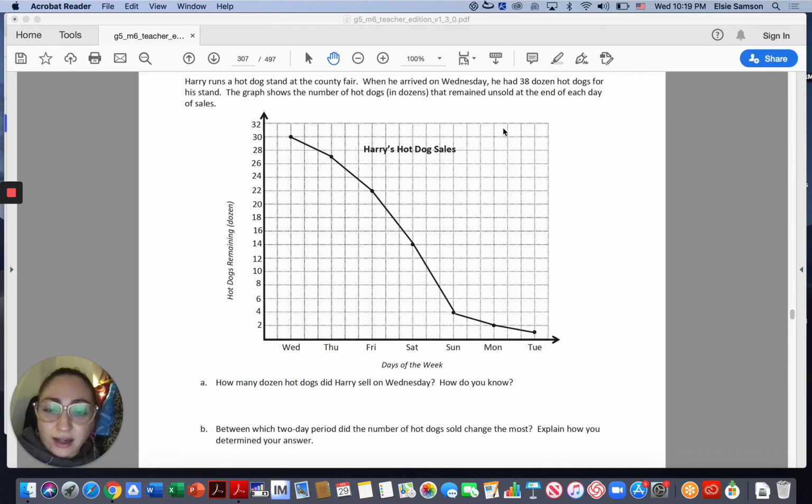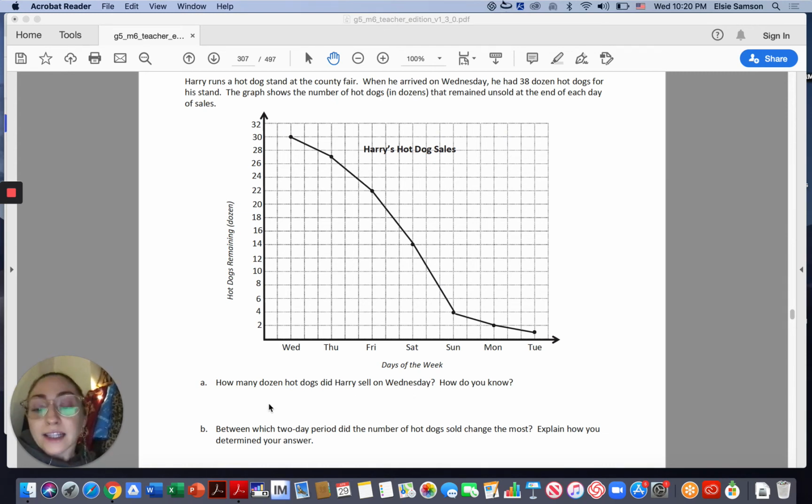Okay, and Harry starts with 38 dozen hot dogs before he sells anything. And so that's why this graph is decreasing, because this is a graph of how many are remaining. Okay, so it's telling us how much he sold, but by telling us how many hot dogs are still left. So that's something to think about.